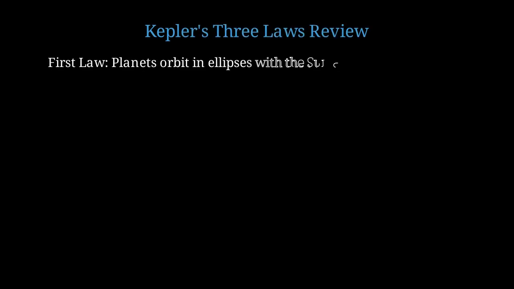Let's quickly review Kepler's 3 laws because they were essential to Newton's discovery. Kepler's first law states that planets move in elliptical orbits with the Sun at one of the 2 foci. This was revolutionary because everyone before Kepler thought orbits had to be perfect circles.